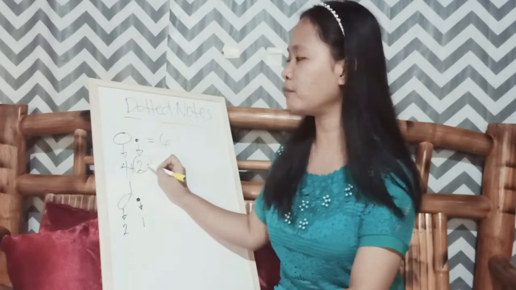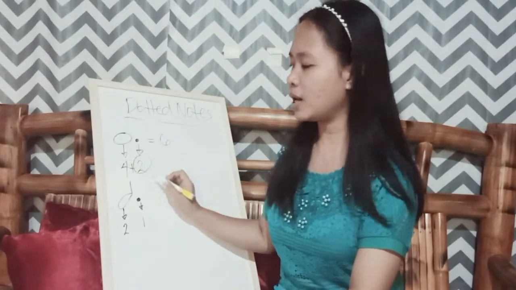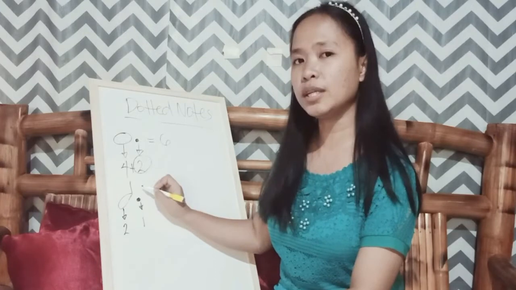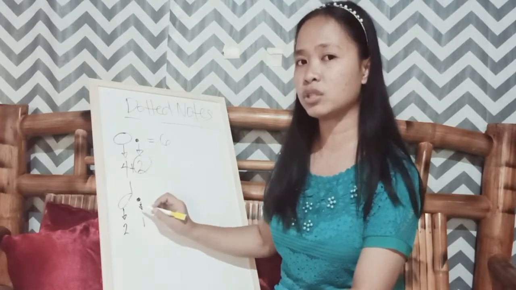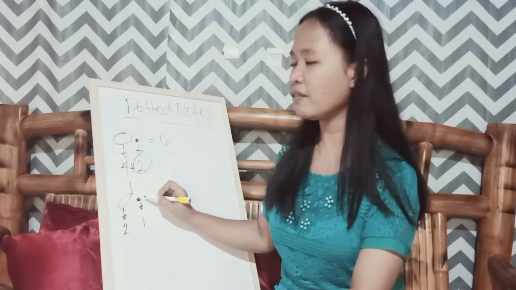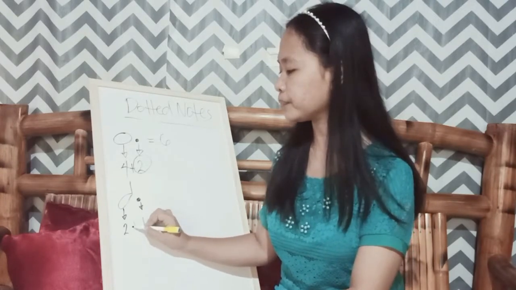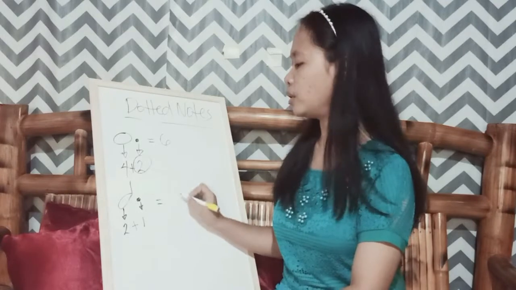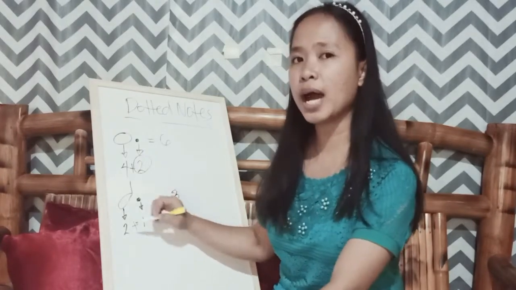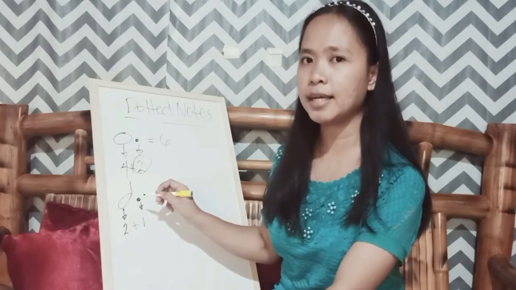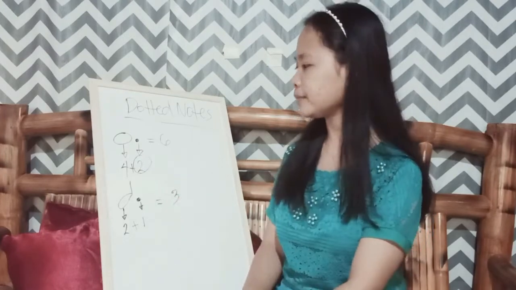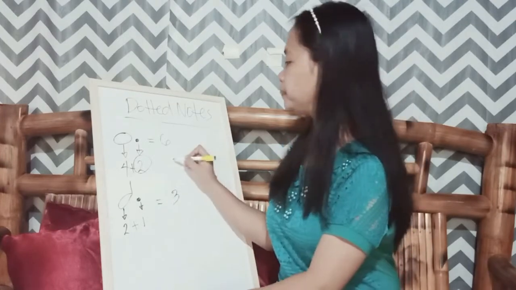Kanina, 2. Kasi half po ng whole note is 2. Ngayon, yung note na sinusundan natin is half note, which is 2. And, half po ng 2 is 1. So, therefore, 2 plus 1 is equal to 3. So, ang value po ng dotted half note natin is 3. Let's try another example.